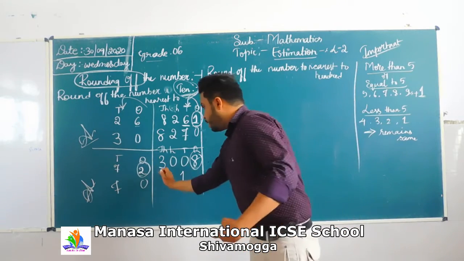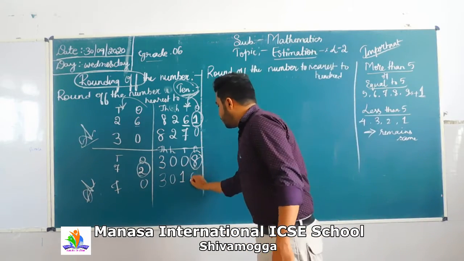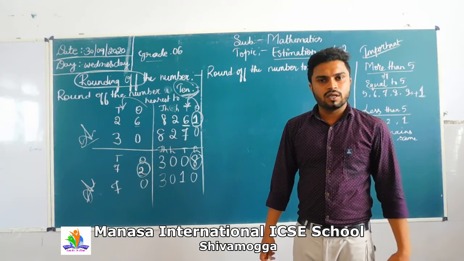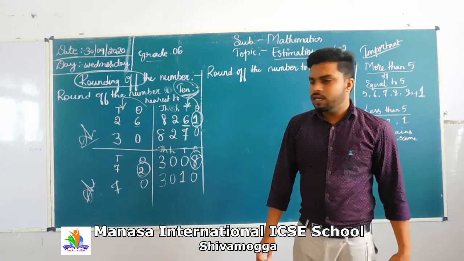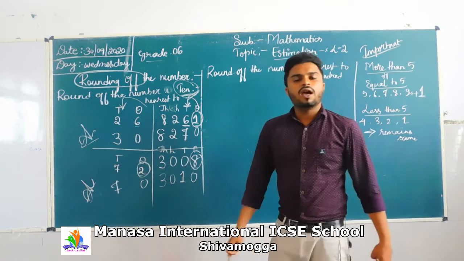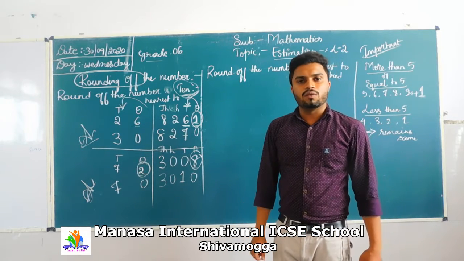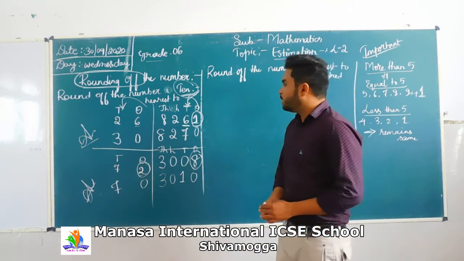The left hand side number will be as it is, and the right hand numbers will be 0 if there are more numbers. Okay, students, did you understand this? See, the left hand number will be as it is, and the right hand numbers will be what? 0. Sure? Yes. Moving on to the next problem.